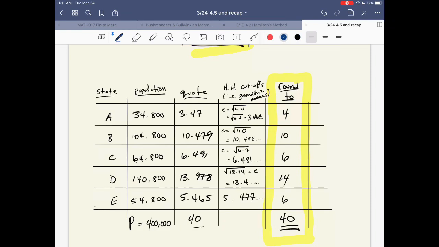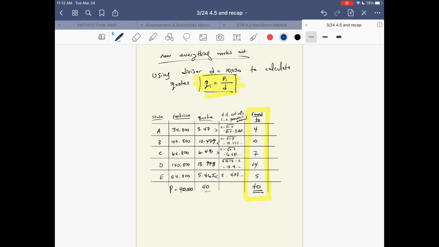Okay, so now how are we going to round? Now 3.47 is bigger than 3.464, so that's good, round up to 4. 10.479 is less than 10.488, so we round down to 10. 6.491 is bigger than 6.481, so we're going to round this one up to 7. This one is bigger than 13.5 even, so we're going to round it up to 14. And finally, this one is a little bit less now than the geometric mean, and so this one, state E, is actually going to get rounded down to 5. And all is still well. We rounded this one up instead of down, and this one down instead of up, but in the end, we've apportioned 40 seats to all of the states. And that is how Huntington-Hill works.